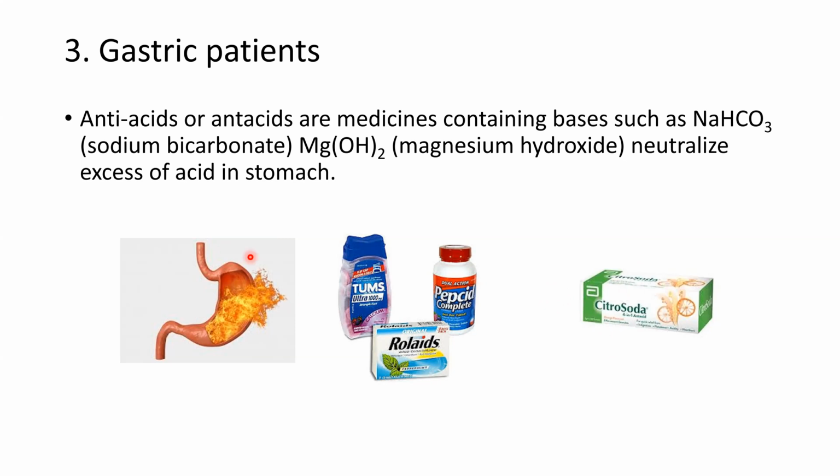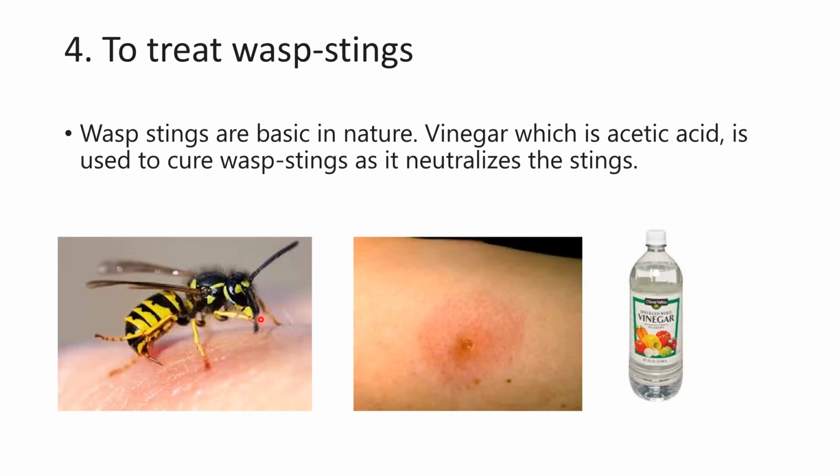So basically, chemically, what is happening is that these antacids are neutralizing the pH of the stomach by reacting with it. Now, the next one is to treat wasp stings. So, wasp stings are basic in nature. So, it is a very common remedy that you can use vinegar, which is already available in your kitchen, for treating a wasp sting.